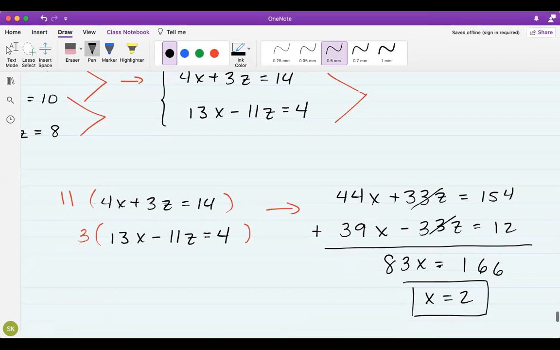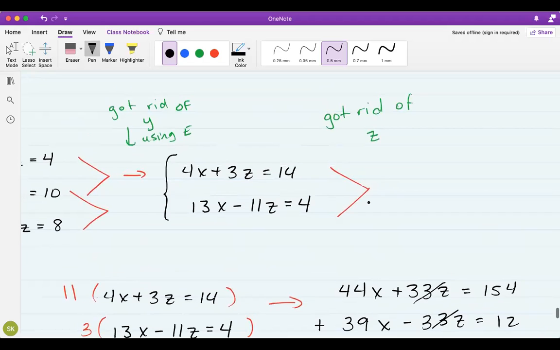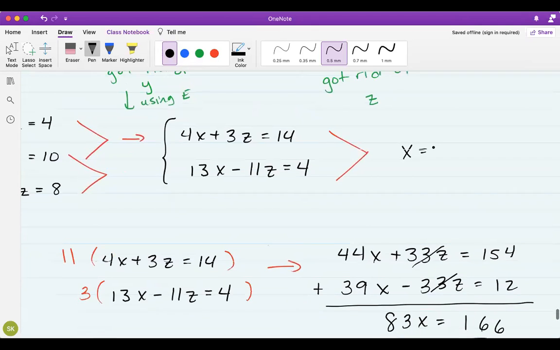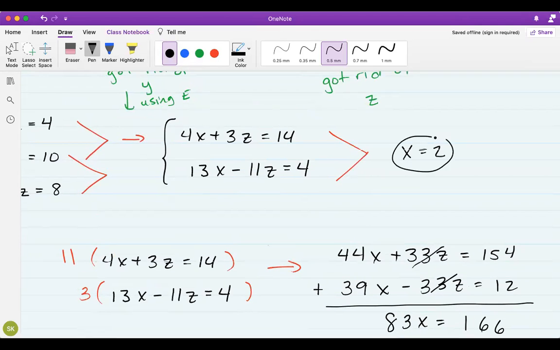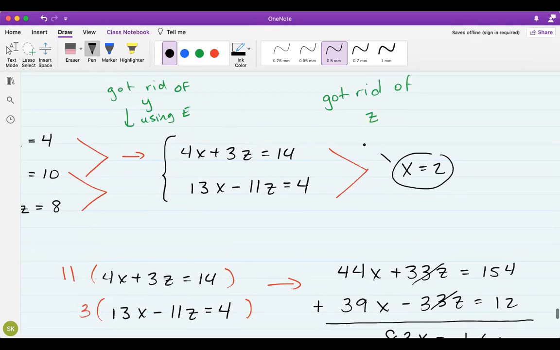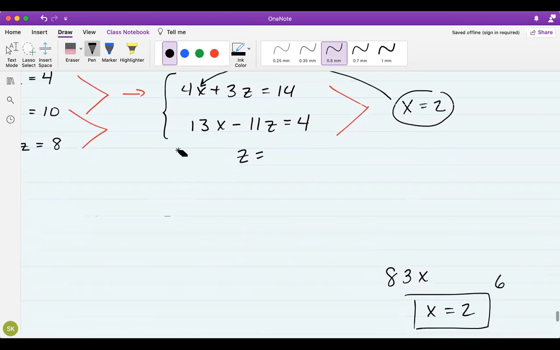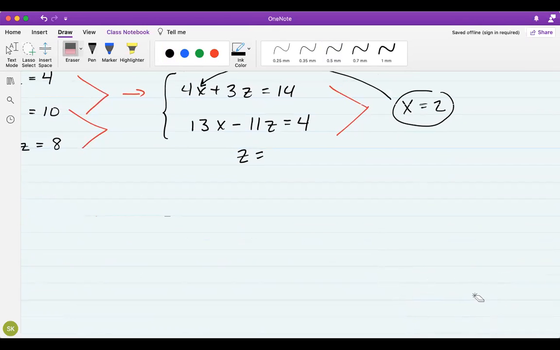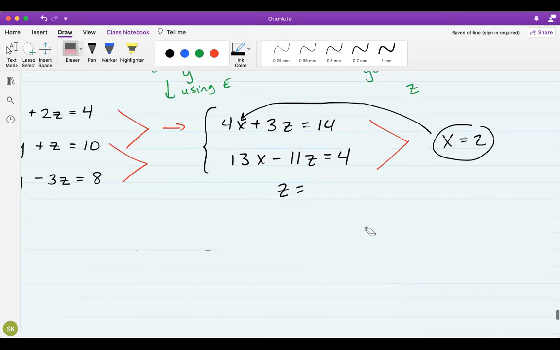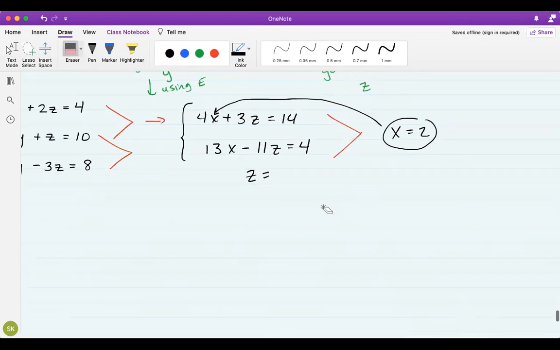Now that we have this variable, we choose either one of these. So let me put right here what we did. We found that x was equal to 2. Choose either one, plug in this x value, and then we'll get z. Okay. So let me erase all of that. I like to see my problem when I'm working it out.